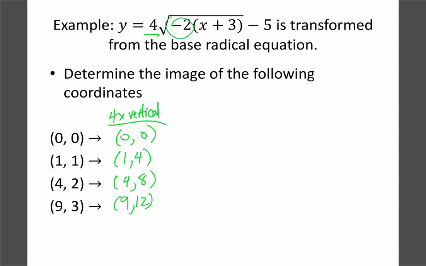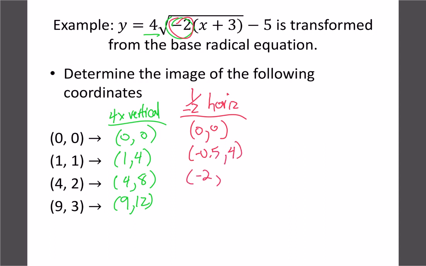Now if we take care of the -2, you can see that we would get a -2, which is a horizontal reflection, but we also make it a half because of the horizontal flip idea. So let's just take each x coordinate and times it by -1/2. So we still get 0, 0, -0.5 and 4, -2 and 8, and our last one would be -4.5 and 12.